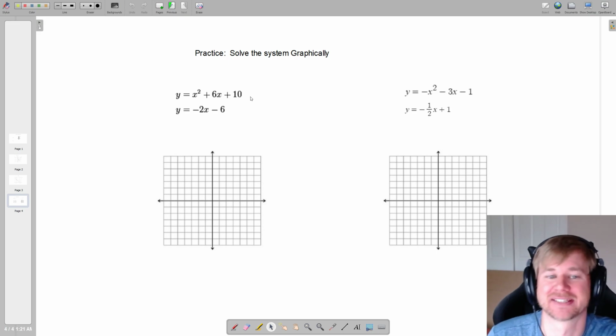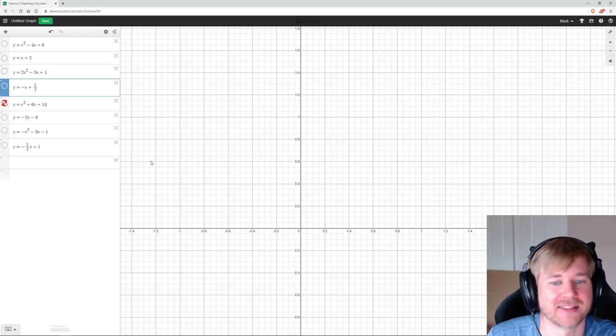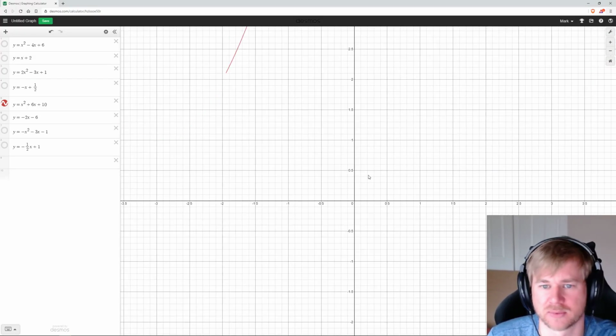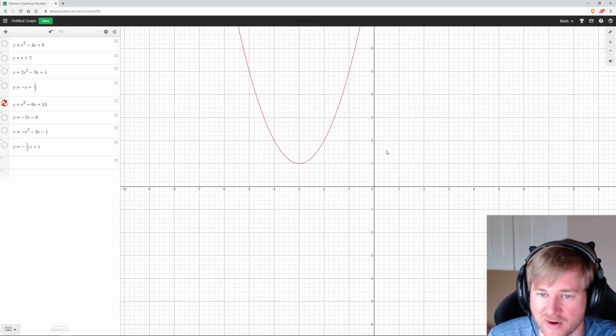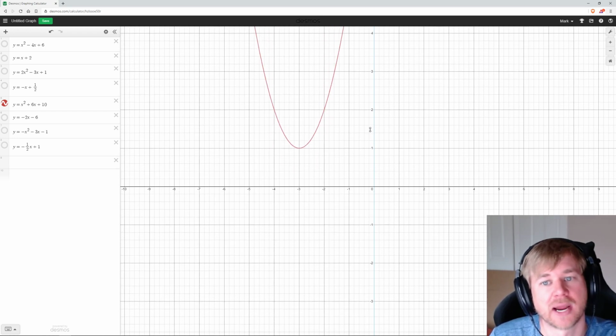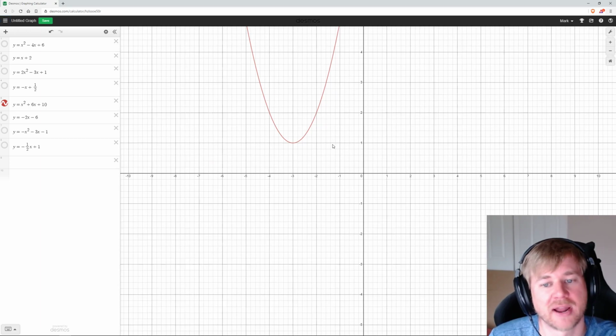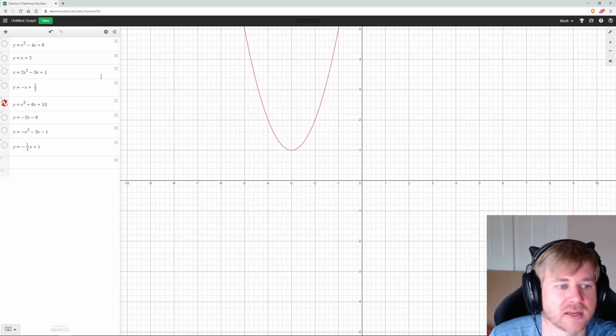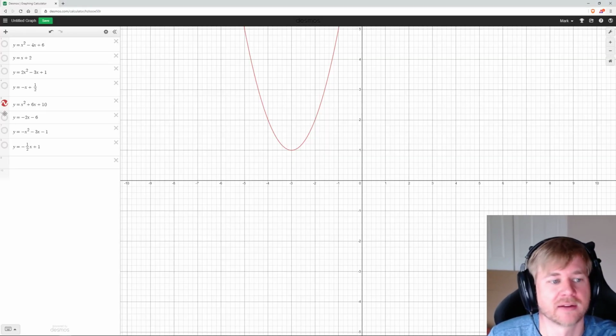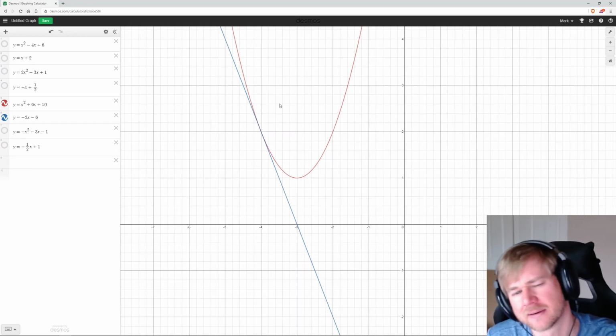X squared plus 6x plus 10 right there is my first. Wait, where is it? Oh, there it is. Gotta zoom out. Sometimes you gotta find it. Remember, you can hold down shift and drag like that, or you can use the scroll wheel to zoom in and out. Sometimes you need to do both of those things. So there's my first one, and negative 2x minus 6. There's my second one now.